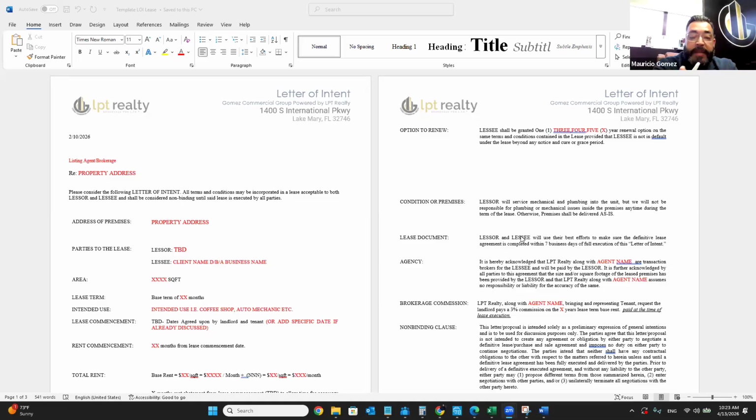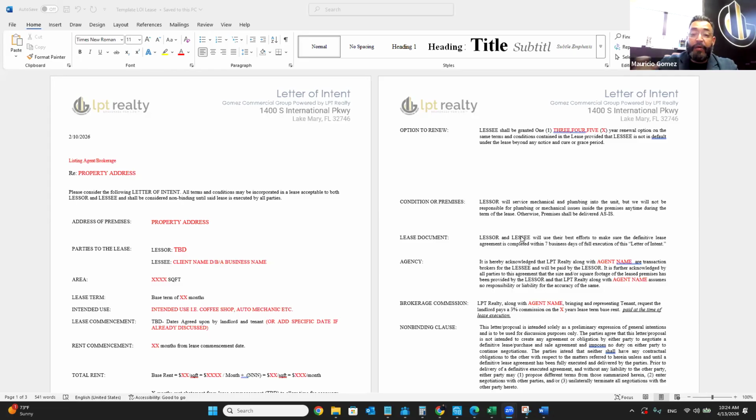So the letter of intent is a document that you're going to use for your client to present to the listing agent. In this case, we're going to be reviewing a letter of intent for commercial leases. It's important to understand that this document is not a binding document. This is not the contract. So whatever goes here is going to go to the listing agent.